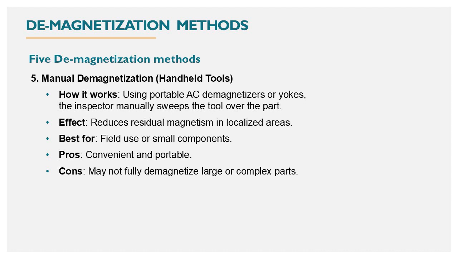Demagnetization method number 5 is manual demagnetization, using handheld tools. How it works: it uses portable AC demagnetizers or yokes. The inspector manually sweeps the tool over the part. The effect of this method is that it reduces residual magnetism in localized areas.